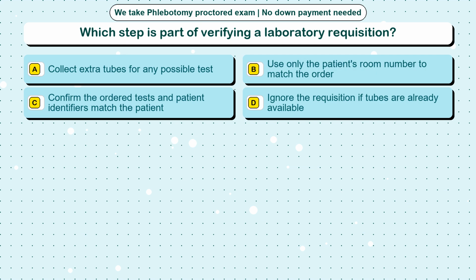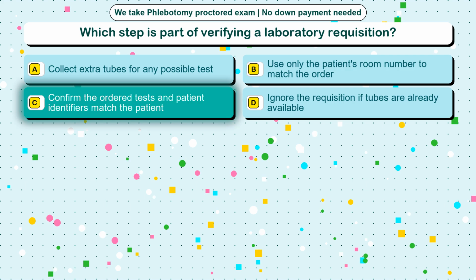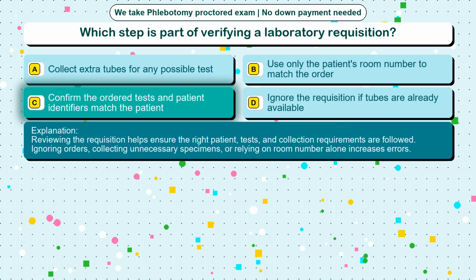Question 84. Which step is part of verifying a laboratory requisition? Option A. Collect extra tubes for any possible test. Option B. Use only the patient's room number to match the order. Option C. Confirm the ordered tests and patient identifiers match the patient. Option D. Ignore the requisition if tubes are already available. The correct answer is option C. Confirm the ordered tests and patient identifiers match the patient. Reviewing the requisition helps ensure the right patient, tests, and collection requirements are followed. Ignoring orders, collecting unnecessary specimens, or relying on room number alone increases errors.